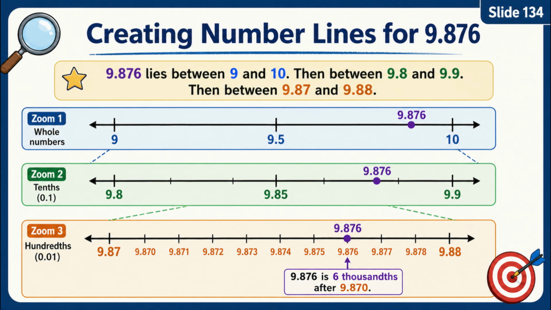Creating number lines for 9.876. To locate 9.876, zoom in step by step. First, locate it between 9 and 10. Then locate it between 9.8 and 9.9. Next, locate it between 9.87 and 9.88. The number 9.876 is 6 thousandths after 9.870. So 9.876 lies between 9.87 and 9.88.